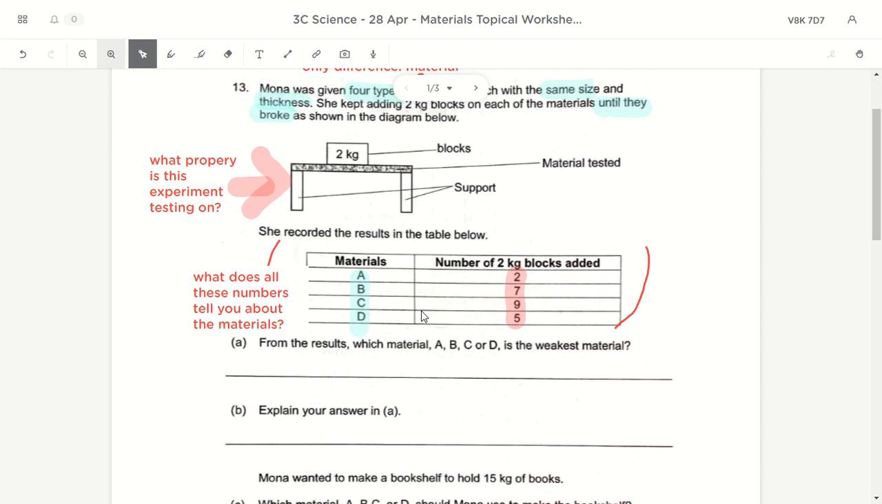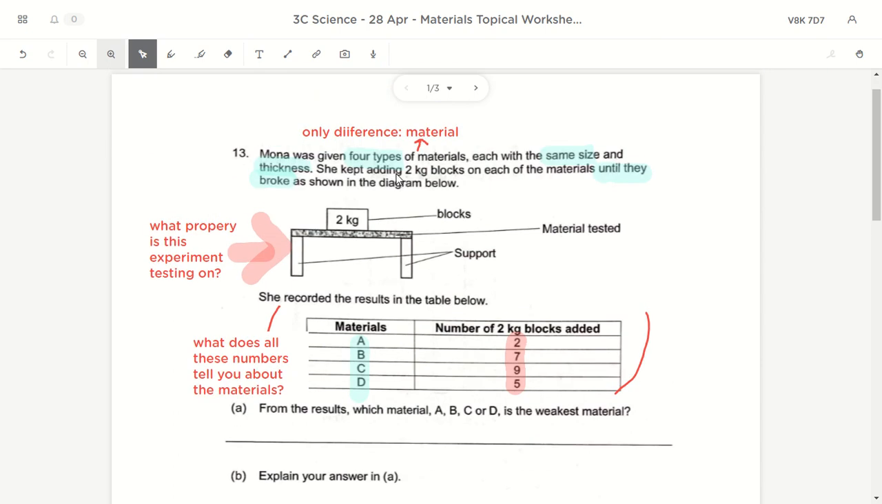What I have here is 4 different materials, each of the same size and thickness. So I have 4 different materials, A, B, C, and D. I put 2 kg blocks on it, 2 kg blocks, 2 kg blocks, and I record the number of blocks that I put on it, until they break, as shown. And then these are my results. A can only carry 2 blocks of 2 kg, and then it breaks. B 7 blocks, C 9 blocks, and D 5 blocks.